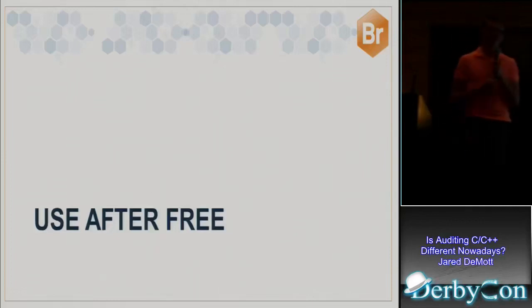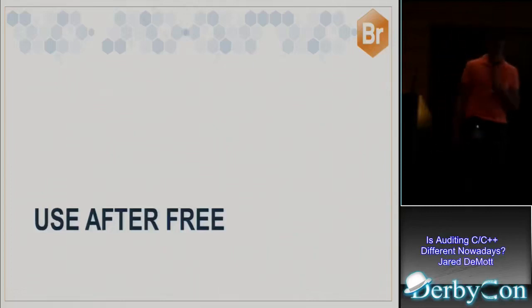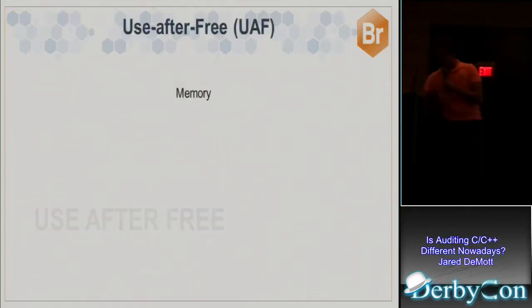Okay, so last third of the talk, I want to talk about the two, in my mind anyway, the most prevalent bugs out there in modern C++ code, the use after free and the type confusion. So first we'll talk about use after free. What is it exactly? How does it work? Why is it called what it is?